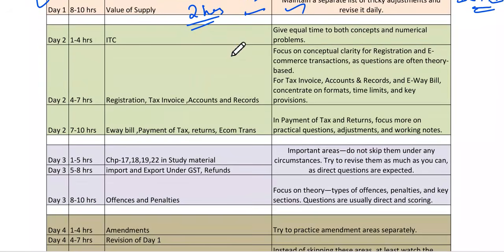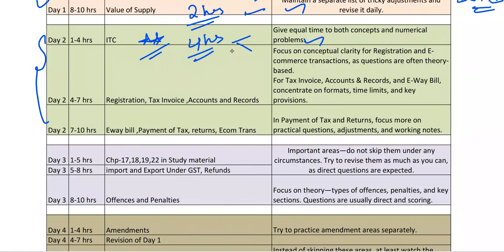Slowly moving on to your day 2. Day 2 is a very important chapter, input tax credit. I have given 4 hours here. I want you to concentrate equally on the sums as well as the theory part. So make an equal contribution to both areas and try to solve the problems. Don't just glance at your problems, sit and solve them. Then only you can identify where you are going wrong.